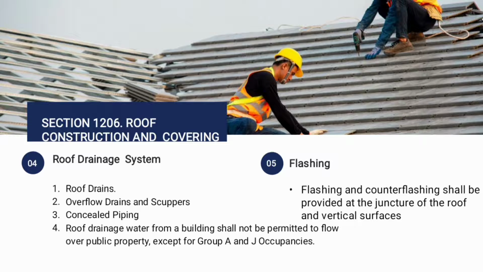except in Group A and J occupancy. So except for dwelling units or the agriculture-related occupancies. And for the flashing and counter flashing, they shall be provided at the juncture of the roof and vertical surfaces.